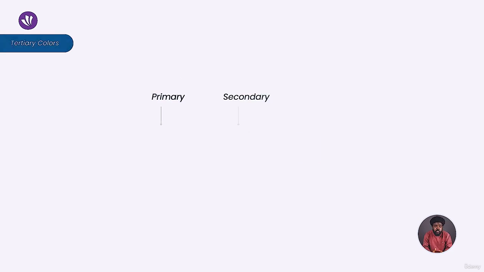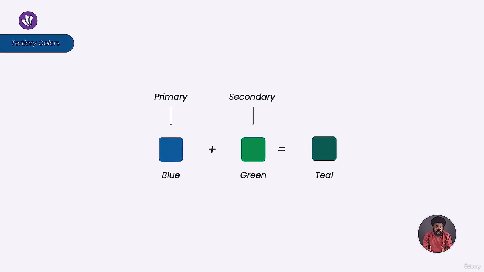Now, tertiary colors are a step further down the mixture ladder. To get tertiary colors, we take one primary, one secondary, and we mix them together. For example, we can take blue, which is a primary color, and green, which is a secondary color, and that gives us teal. So, teal is a tertiary color. You often see the color wheel in a diagram that looks like this. So now you understand the makeup of the color wheel.